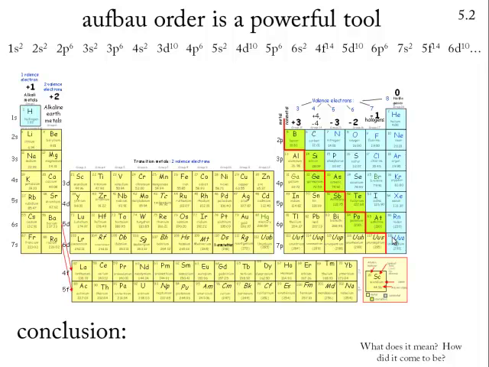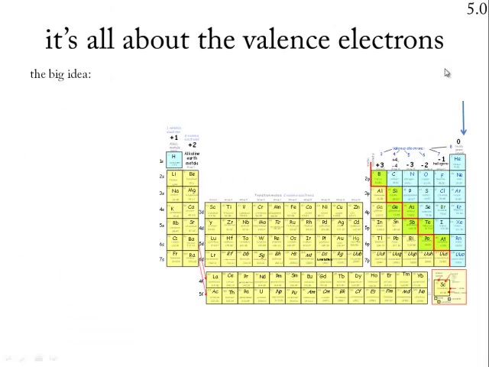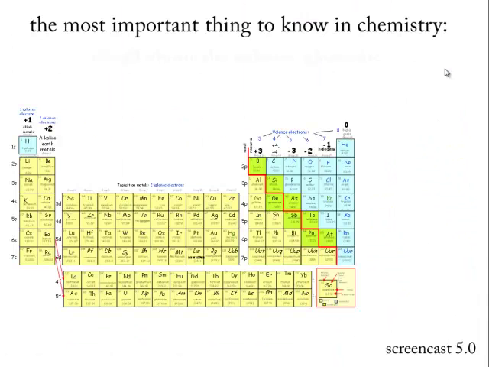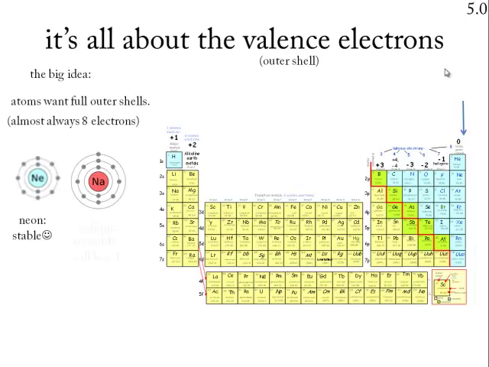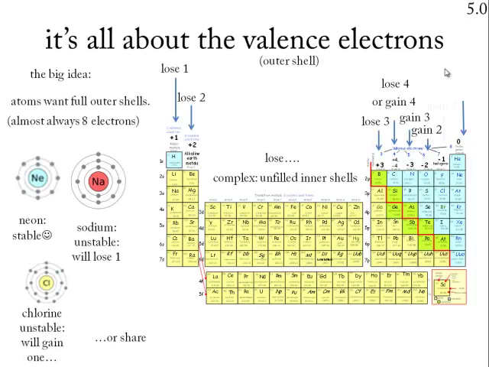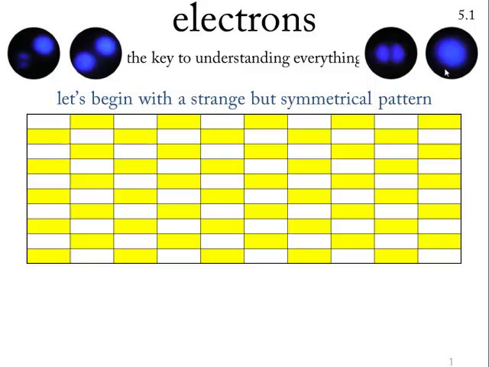Okay, the Aufbau order is a powerful tool. Above here we see the general Aufbau order for electrons. If you saw Screencast 5.1, you'd see how this weird pattern came to be. I'm going to just go back to it. Not there. Here it is.